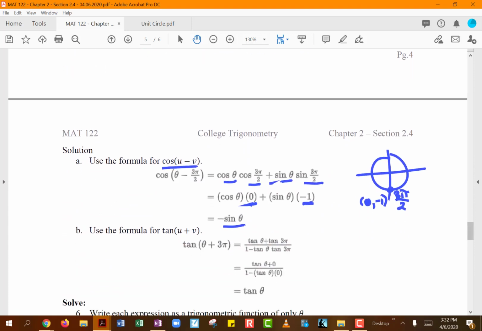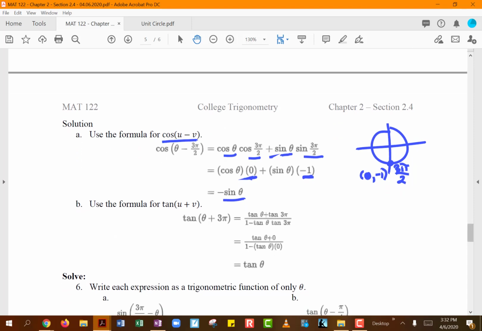And in that same way, you can actually use the part B here, tangent of theta plus 3 pi, and use the tangent formulas to break this down. So this guy breaks down into tangent theta plus tangent of 3 pi divided by 1 minus tangent of theta and tangent of 3 pi.